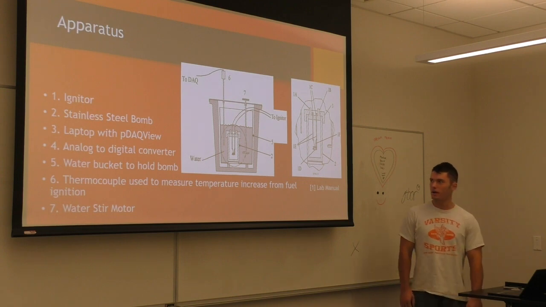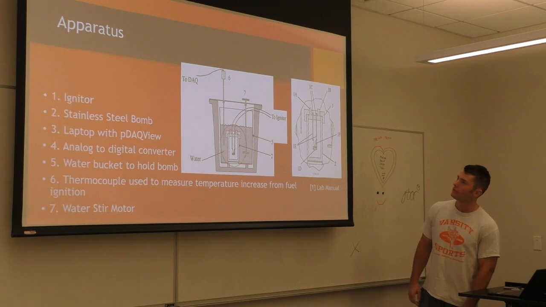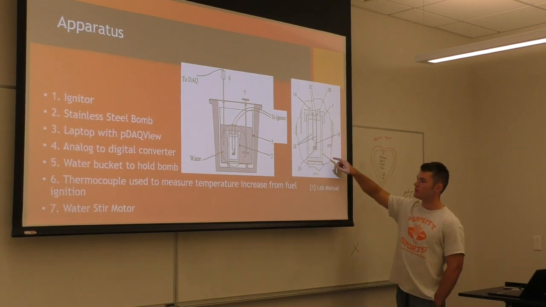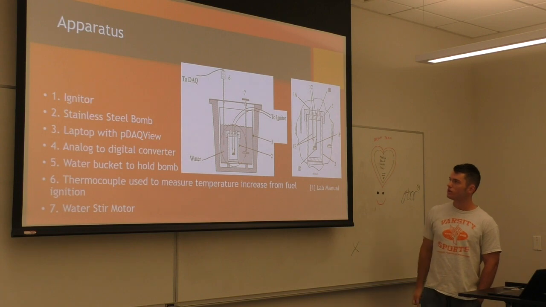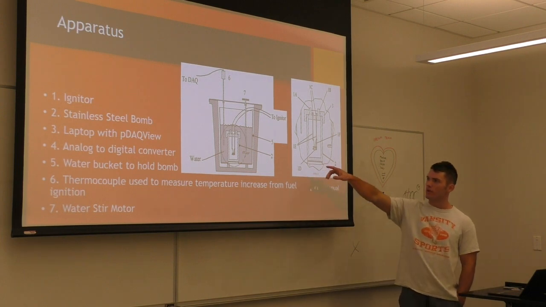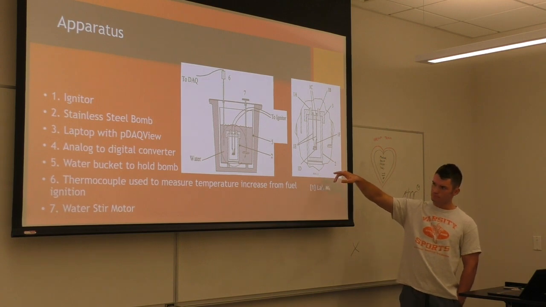So the actual apparatus of the system, as shown: number one, we have the igniter, which is shown in detail here. I don't have the actual specifications of what each label represents, but more or less the igniter is going to ignite the system to actually start the process of combustion. Number two is the actual bomb. Number three is where it connects to the laptop.